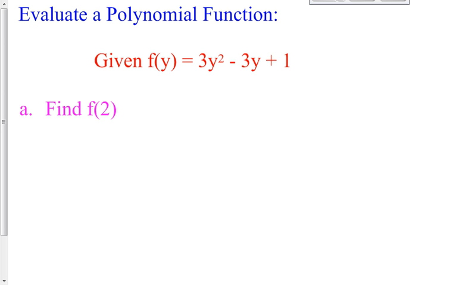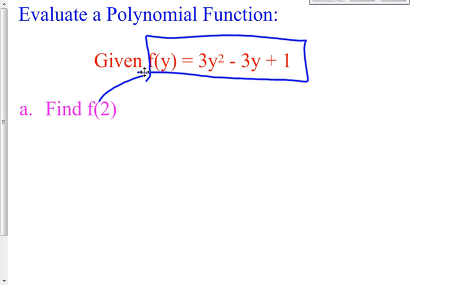So for this one, f of y equals 3y squared minus 3y plus 1. Almost picture this as a machine, okay? Here is our machine, and what we're going to do is put 2 into this machine, and then we're going to see what comes out at the other end. So I'm putting 2 into the machine, and I'm going to see what it comes out as.